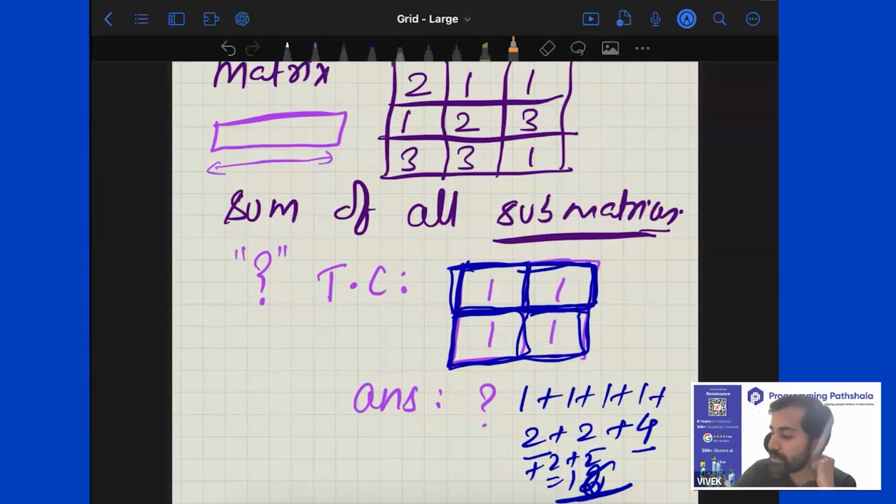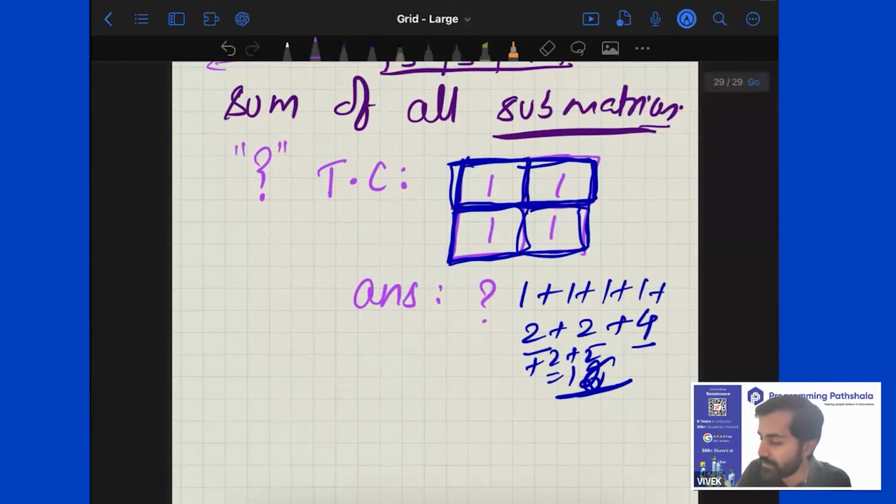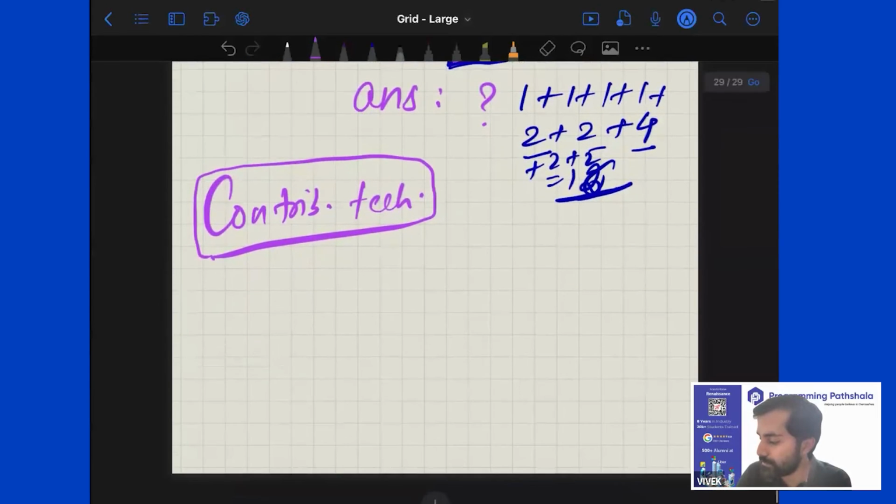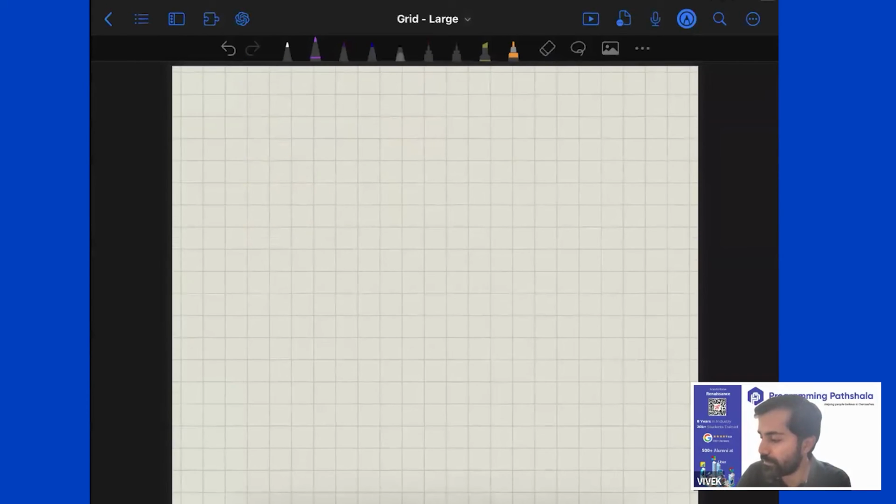So yeah, one way is to list down all these submatrices and then solve the question. But if you list down all the submatrices, the time complexity will be very high because there are so many submatrices out there. So can we do something better? Just think in terms of contribution. What does the contribution technique say? That somehow try to figure out the contribution of each element. I mean, just look at each element and try to figure out how many submatrices will be containing that.